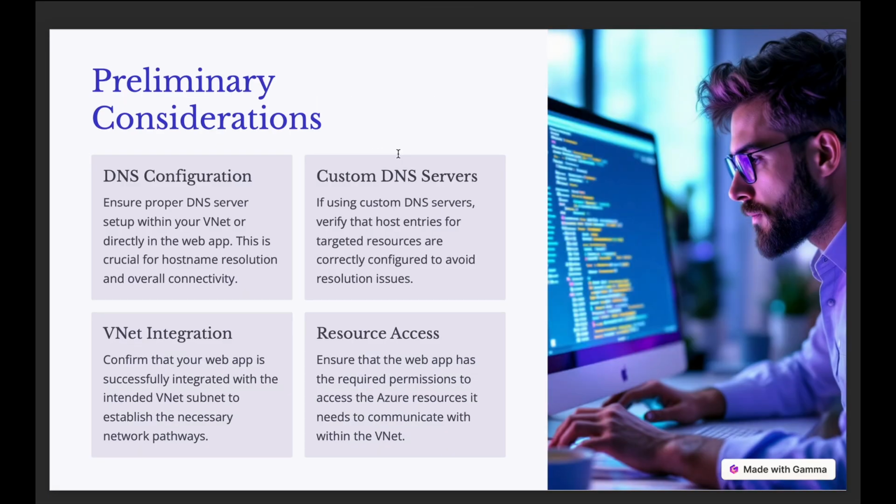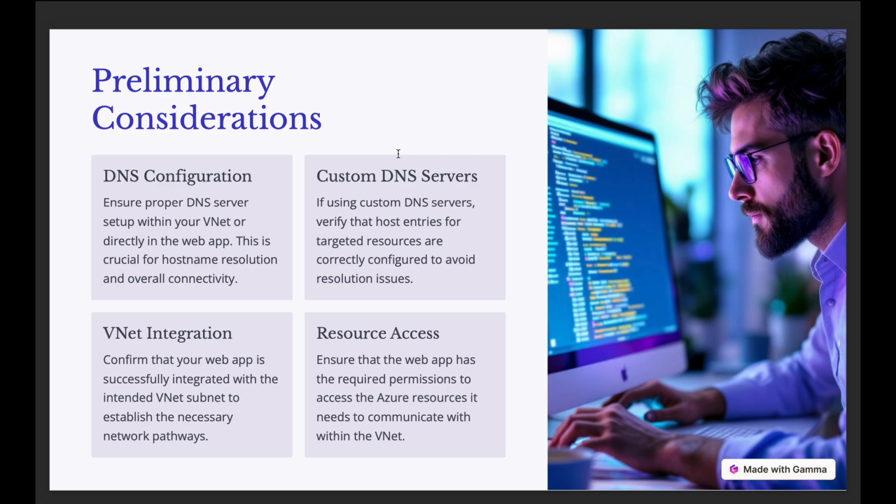So for connection issues, we need to check the following things. First thing will be DNS configuration. We need to ensure the proper DNS setup within your VNet or directly in the web app is configured. This is crucial for hostname resolution and overall connectivity. There are two ways we can configure the DNS servers through which our app will try to resolve the DNS entries. Number one, we can configure it through the VNet settings. We have a DNS section there, I'll show you that in a bit. And the second being we can configure that on the app itself.